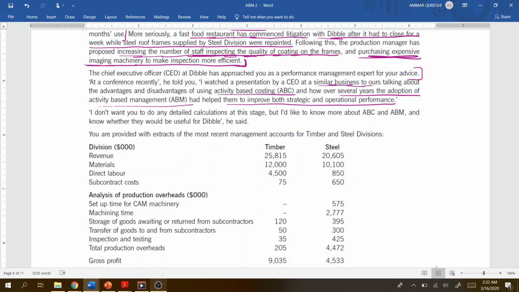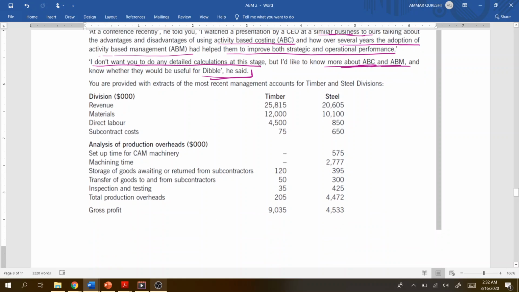Now, I don't want you to do any detailed calculations at this stage, but I would like to know more about activity-based costing and activity-based management and whether they would be useful for the company, right? They don't want any detailed calculation, but they want to know how activity-based costing and activity-based management can be useful and helpful for this division, for their company, right?